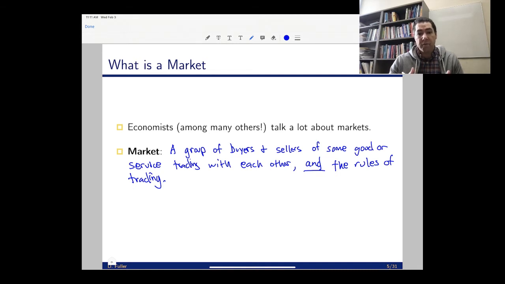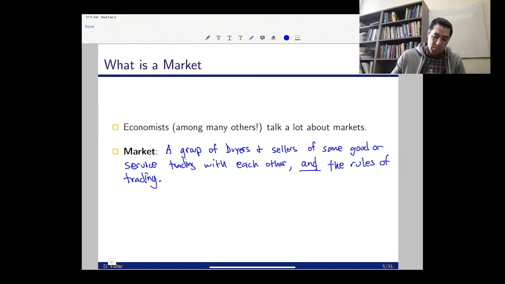And so sometimes you don't actually have to buy anything, right? You could exchange goods with each other. So when you were younger, maybe you traded some type of playing cards with groups of friends. That's a market. There's buyers and sellers trading, and there's rules that go along with how the trades work.